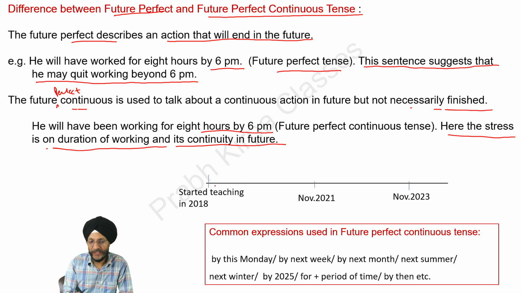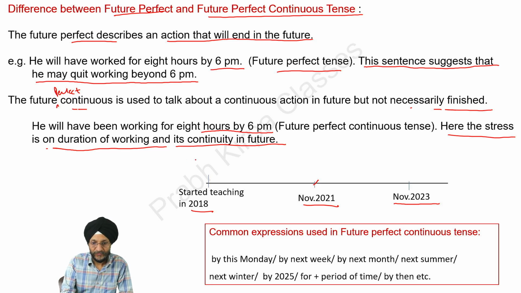Suppose a person starts teaching in 2018 and we are here at November 2021. If we say that I will have taught for 5 years by November 2023, this is future perfect tense. That is, I may leave teaching after November 2023 or join some other stream.